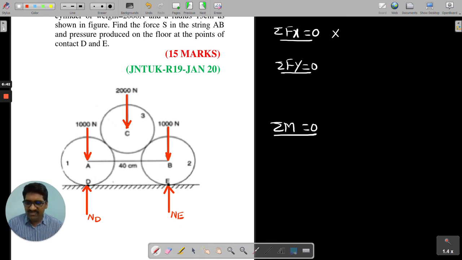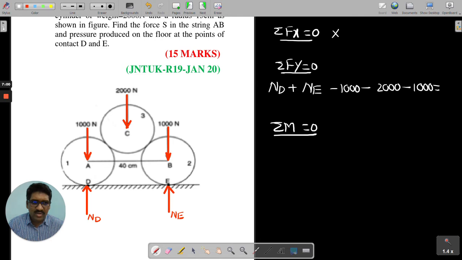So, what is sigma Fy? Okay. So, Nd is acting upward. I am taking positive. Okay. Yes. Ne is acting upward. You can take it as positive. Next, 1000 is acting downward. Take it as negative. 2000 is acting downward. You can take it as negative. And again, this is also acting downward, negative. Therefore, I can say finally, N suffix D plus N suffix E will be how much? Definitely, you know, 4000 is the value.